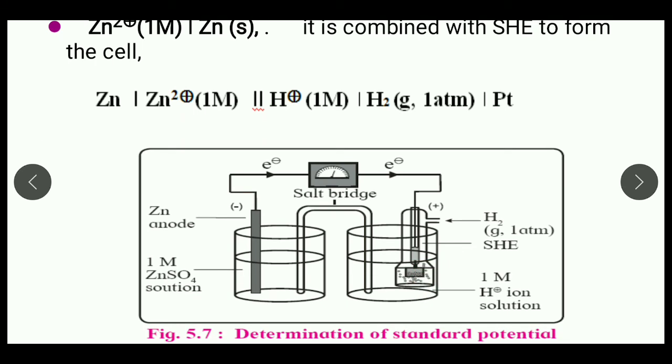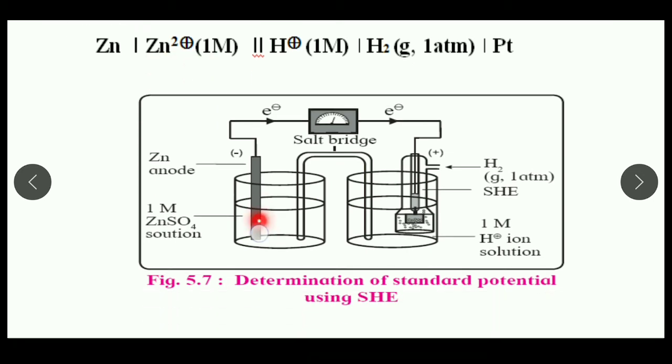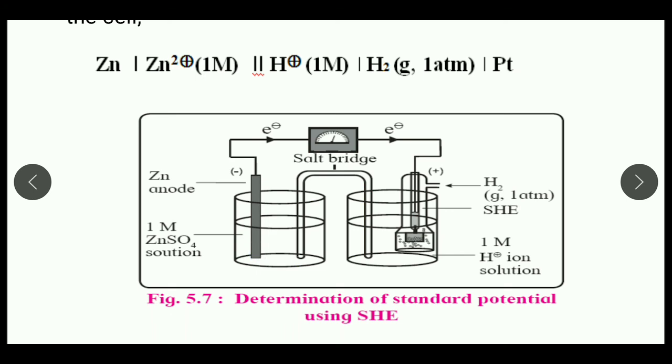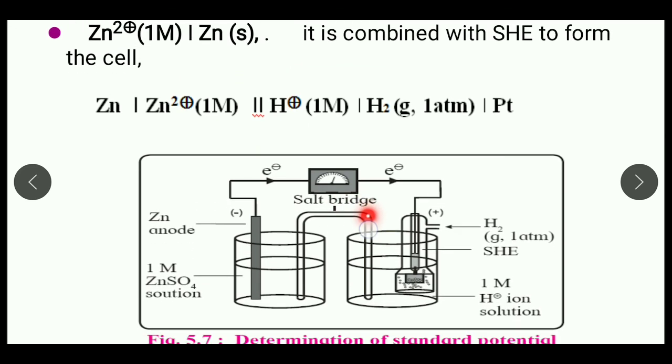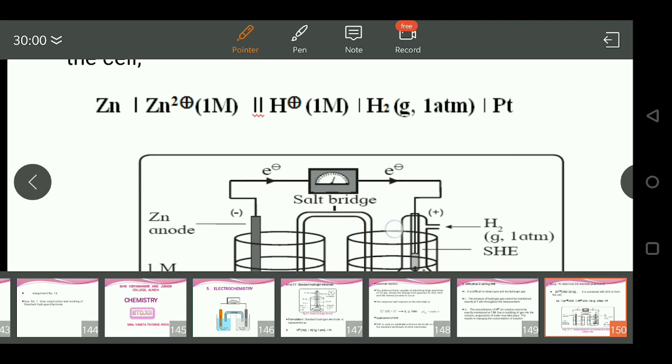We have seen the figure. It is a platinized platinum plate. The solution in that vessel is a 1 molar H+ ion solution. There is one inlet for bubbling of hydrogen gas. So this is the cathode. The anode is zinc dipped in a 1 molar ZnSO4 solution, zinc with Zn2+ ions, and this metal strip is of zinc. These two are connected by a salt bridge internally, and externally by using a galvanometer.